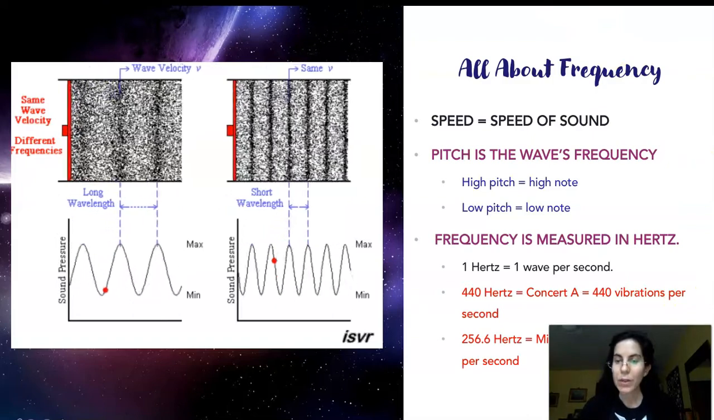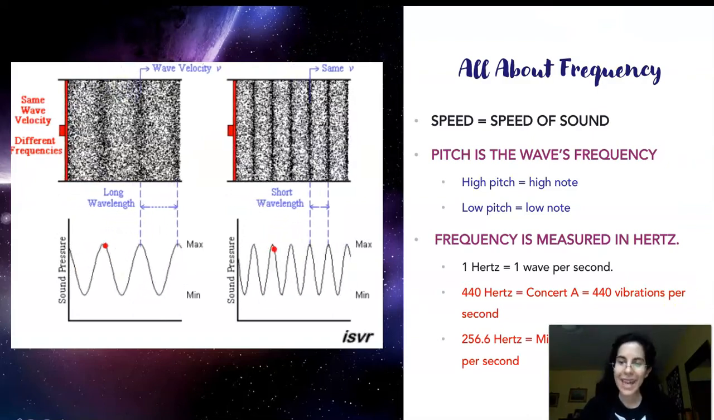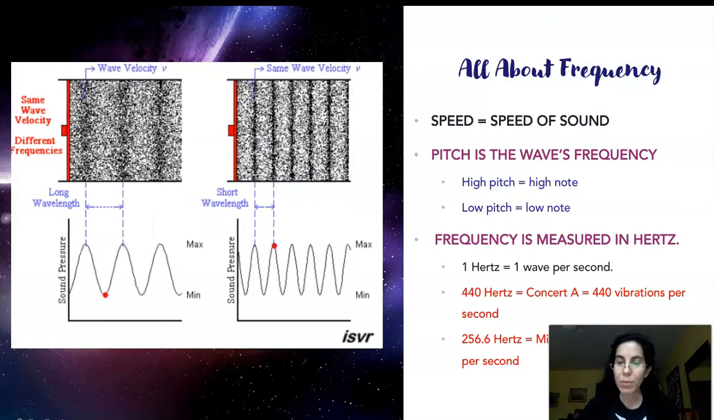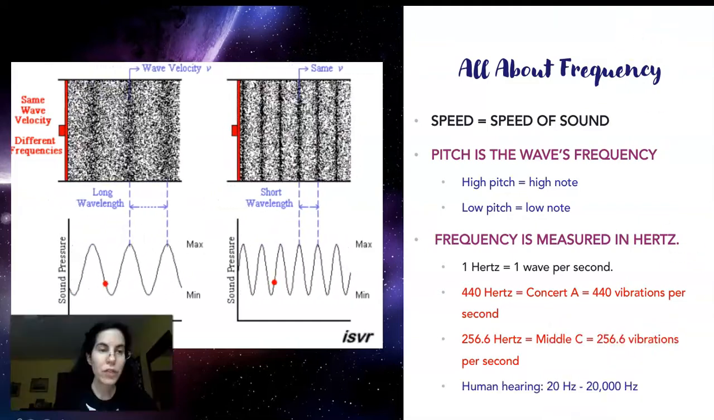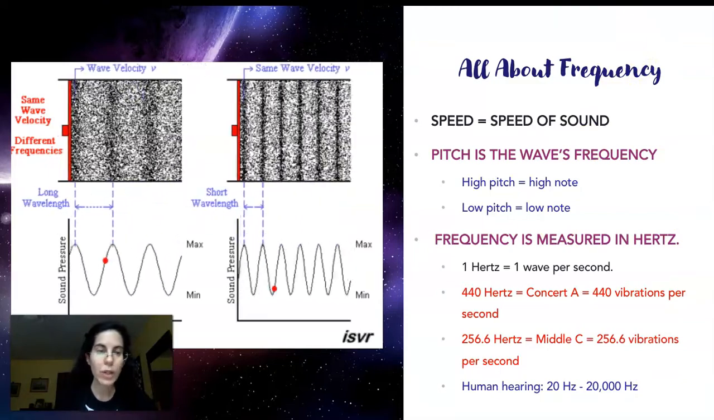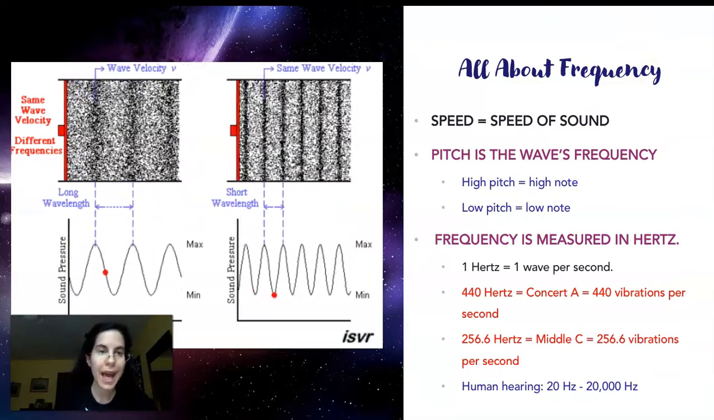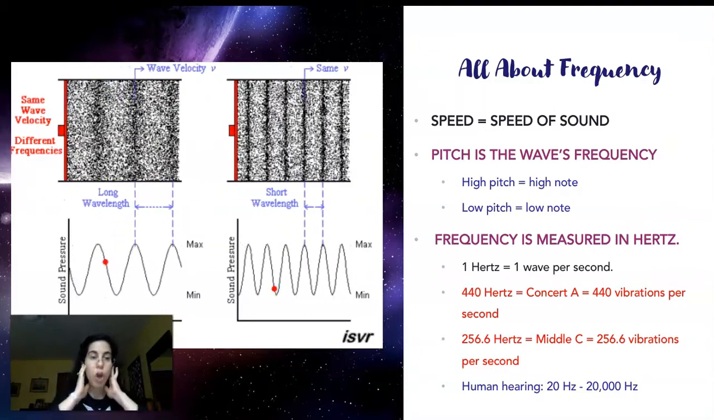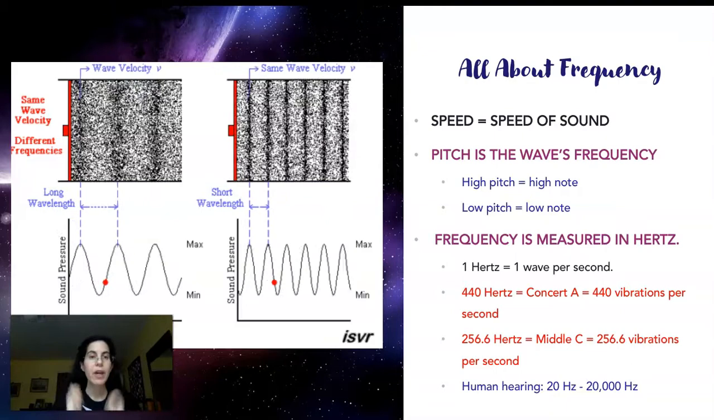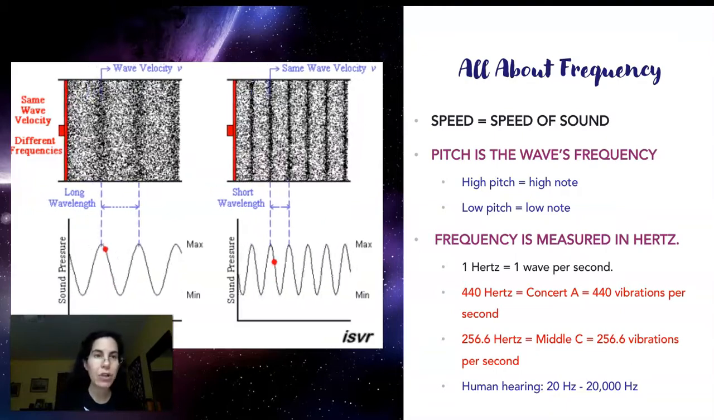256.6 hertz, or middle C, isn't vibrating as fast. That's only 256.6 vibrations per second. The range of human hearing goes as low as 20 hertz, or 20 times per second, and as high as 20,000 hertz.